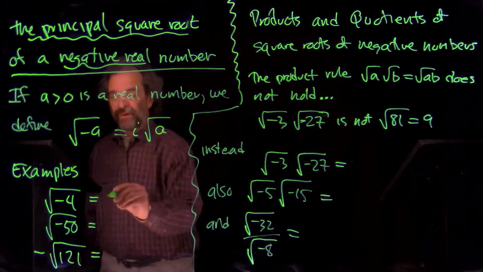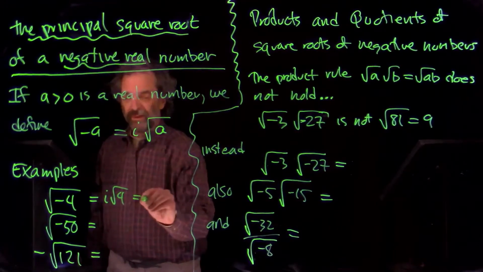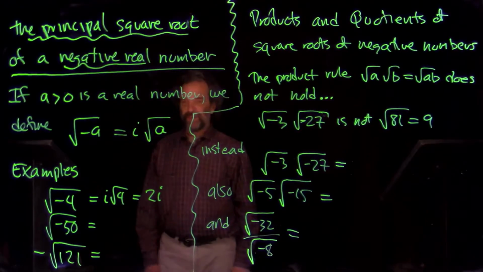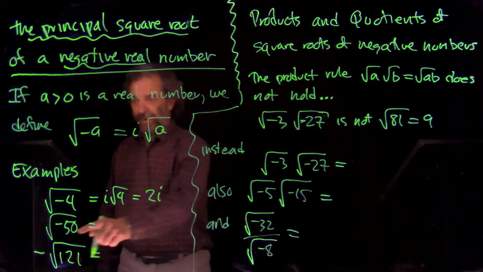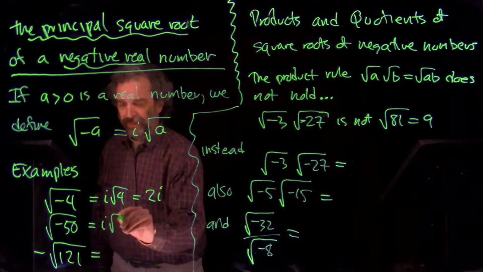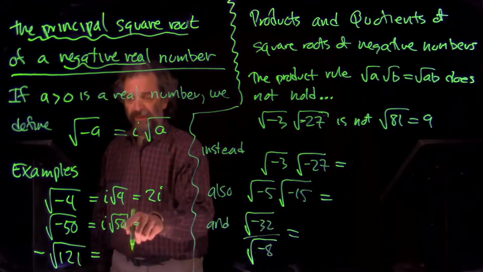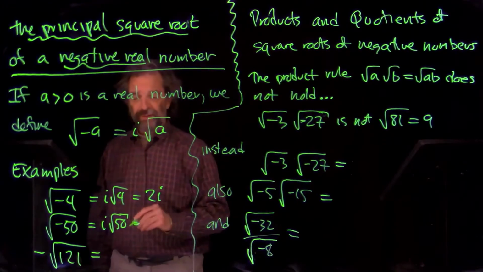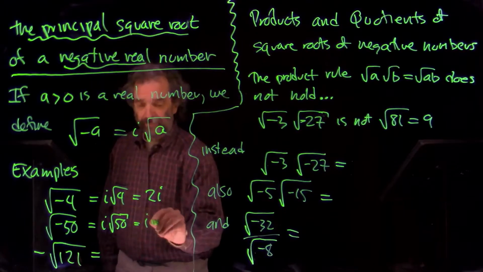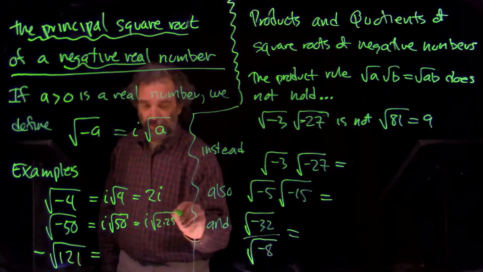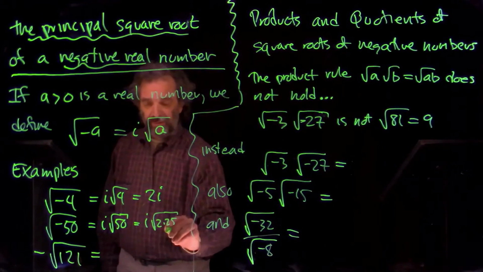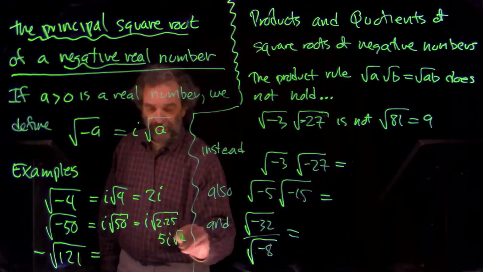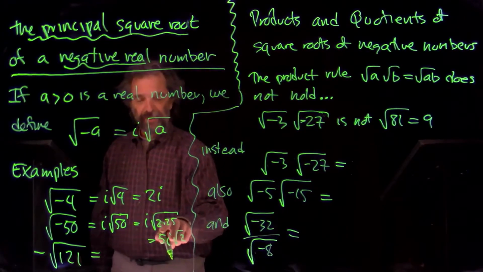So the square root of minus 4 is i times the square root of 4, and the square root of 4 is 2, so that's 2i. So we can write i times 2 or 2 times i interchangeably. The square root of minus 50 is i times the square root of 50, and 50 is 2 times 25. So we get the square root of 2 times 25. And the square root of 25 is 5. So we get 5i root 2. So the square root of 25 becomes 5, and the square root of 2 is still there.